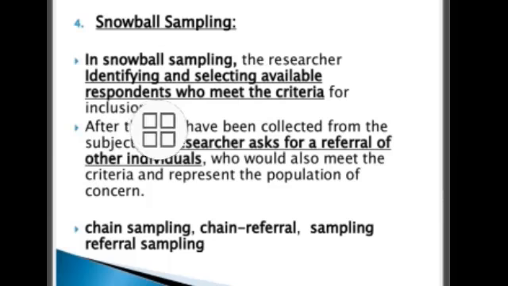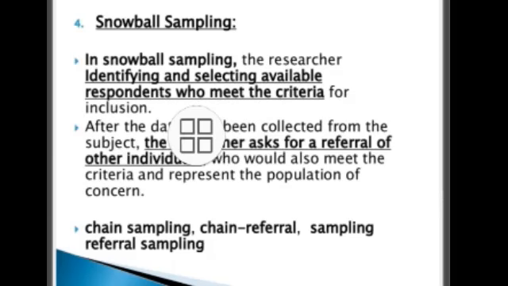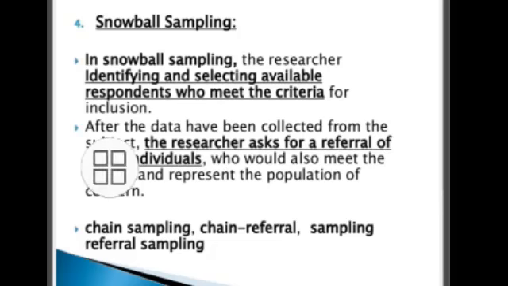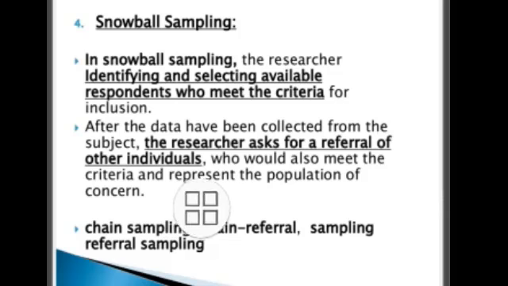Okay, and the last type of non-probability sampling is snowball sampling. In snowball sampling, the researcher identifies and selects available respondents who meet the criteria for inclusion. So basically, the first respondent refers a friend, who then refers another friend, and so the process continues.